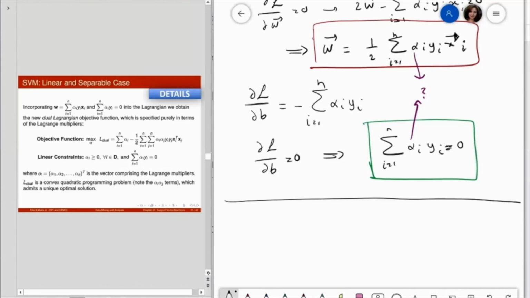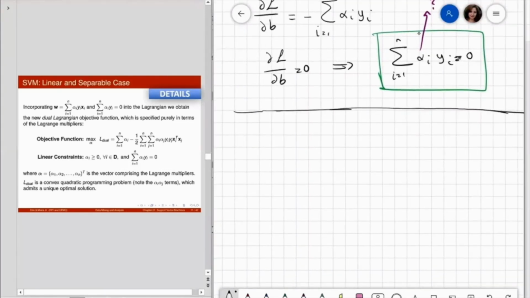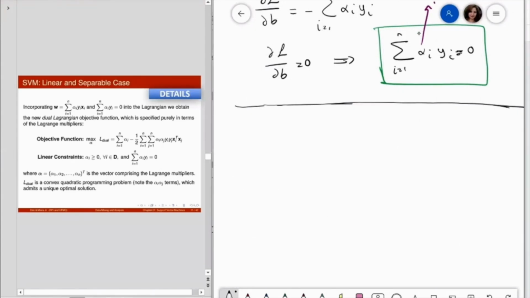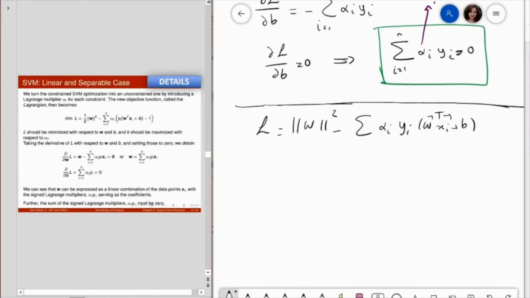Okay. So far we have this result, but we still don't know w. We don't know alphas. We need alphas to be able to figure out w, for example. So how can we solve for alphas? Okay, so now we want to find out what the alpha i's are. So we had L equal to w squared minus sigma alpha i yi (w transpose xi plus b), that was minus 1 actually.